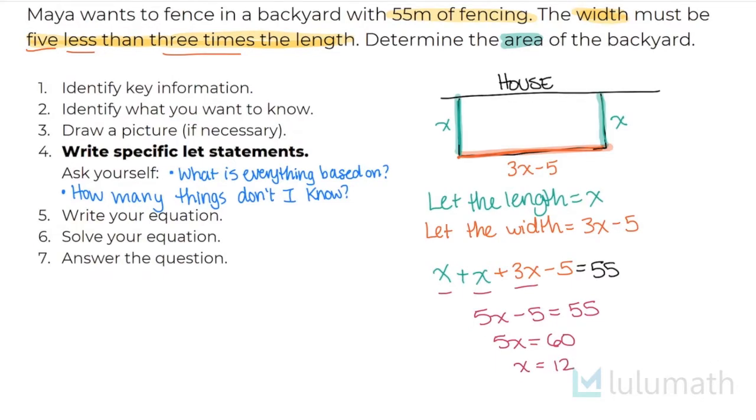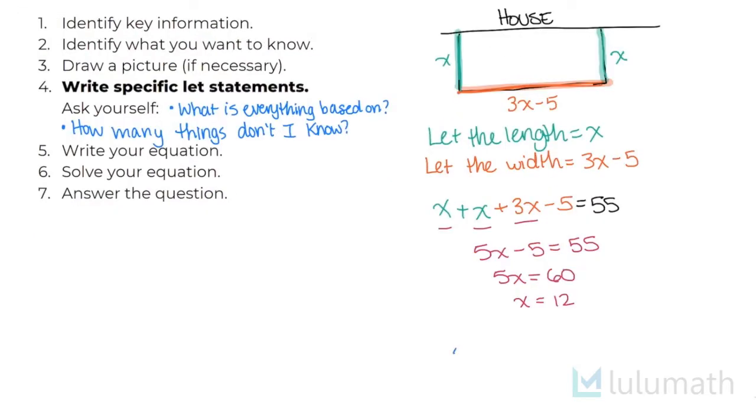Now I need to answer the question, and the question is asking me to determine the area of the backyard. To find area, I have to do the length multiplied by the width. I don't know the length and I don't know the width. However, I do know what x is, so I can solve for the length and the width. If x represents the length and x is equal to 12, then the length is 12 meters. And if the width is 3x minus 5, I can do 3 times 12 because x is 12, and then minus 5, and that's going to give me the width. 3 times 12 is 36, and 36 minus 5 is 31. So these are 2 key pieces of information that are going to help us out here.